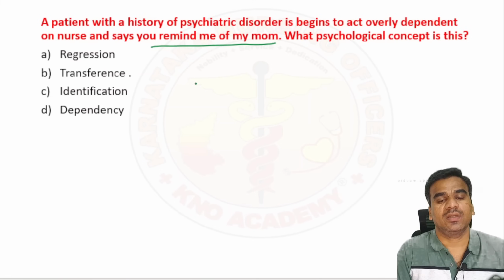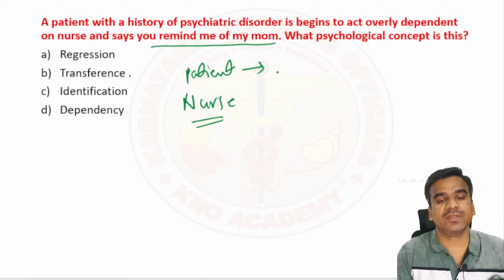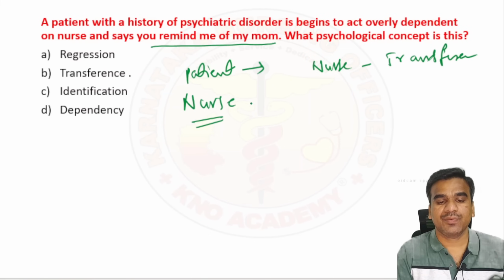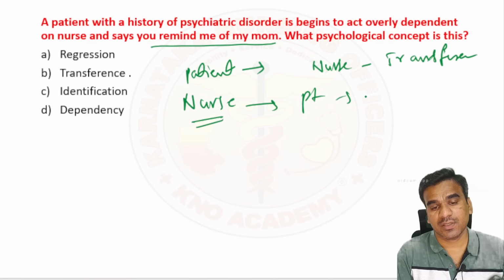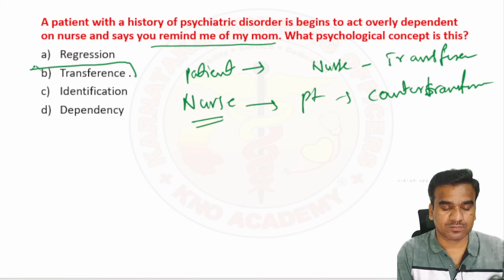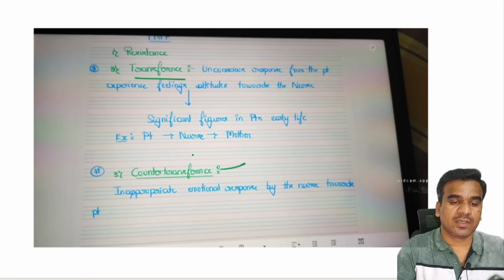The patient's feelings towards the nurse are transference. If the nurse's feelings are towards the patient, it is countertransference. Praveen sir did this. So the right answer is transference. Praveen sir did transference and countertransference in the KNO Academy class.